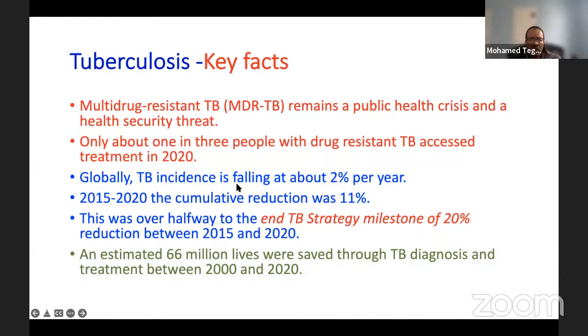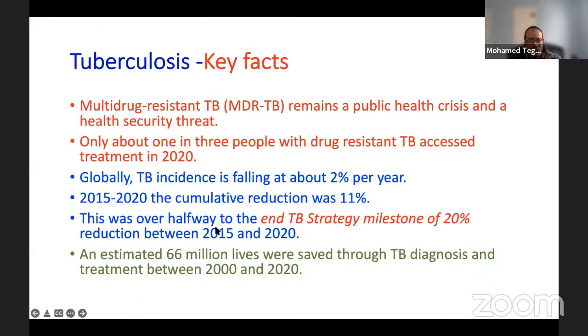Globally, TB incidence is falling at a rate of roughly 2% per year, and that makes the average drop in TB cases between 2015 and 2020 less than 11%. That's unfortunately still short of the WHO plan to reduce the cases by at least 20% by the end of 2020.